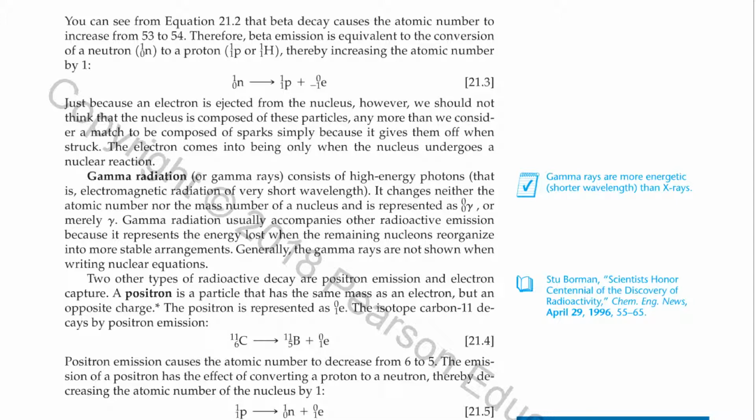Two other types of radioactive decay are positron emission and electron capture. A positron is a particle that has the same mass as an electron, but an opposite charge. The positron is represented by electron with superscript 0. The isotope carbon-11 decays by positron emission. Positron emission causes the atomic number to decrease from 6 to 5. The emission of a positron has the effect of converting a proton to a neutron, thereby decreasing the atomic number of the nucleus by 1.